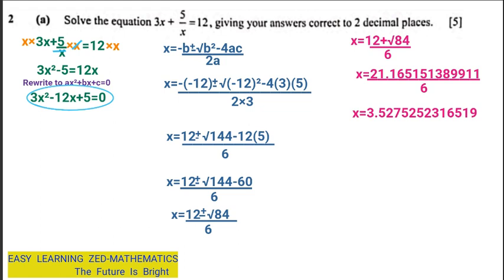3.52752523165119. Okay, now this is the quotient you have gotten after dividing 21 point those numbers by 6. Now that is the final answer. So now we need to round off that answer to 2 decimal places. So that means we're going to have x is equal to 3.5.